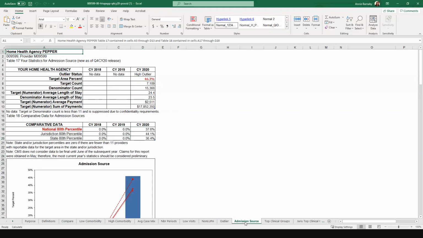The admission source is new this year, so we only have 2020 information. And this agency, again, is a high outlier for this new target area. So what are they going to do? They're going to use that internally. They're going to take a look at their numbers, and they're going to see how maybe they can make some adjustments so that next year when they get their PEPPER, they are no longer a high outlier.